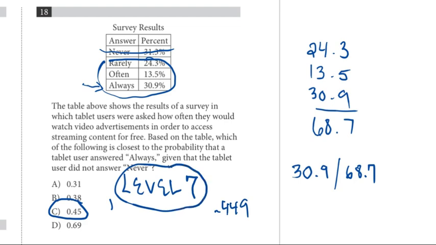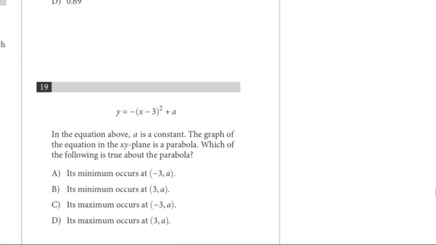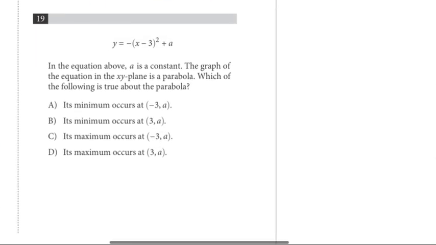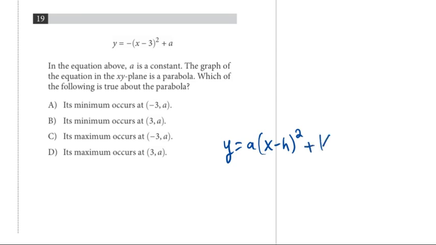Let's go to number 19. In the equation above, A is a constant. The graph of the equation in the xy plane is a parabola. Which of the following is true about the parabola? Well, this equation is in what they call vertex form, and vertex form is y equals a times x minus h squared plus k, where the vertex is hk.